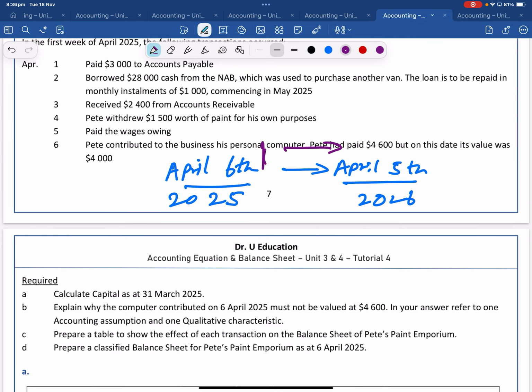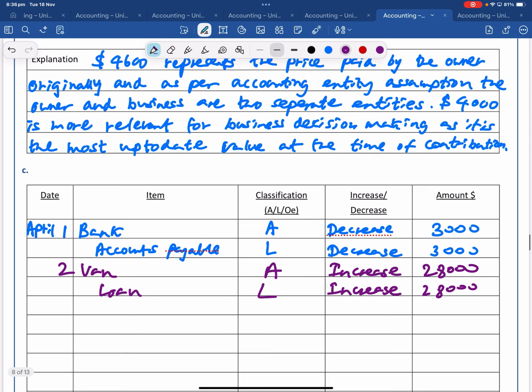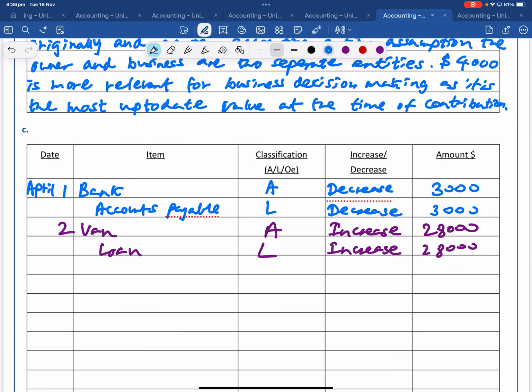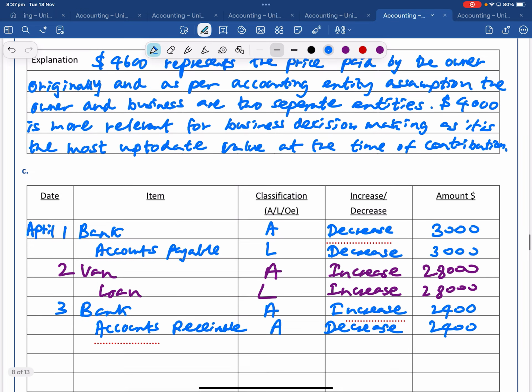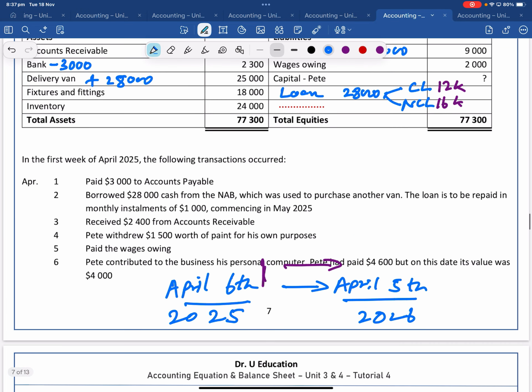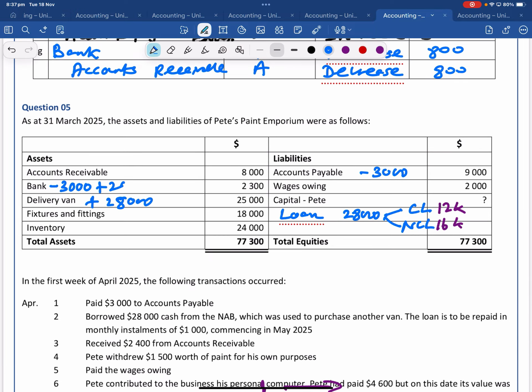Right, next one guys, received 2400 from accounts receivable. What happens? Accounts receivable decreases, cash bank increases. Bank increases. Accounts receivable asset decrease 2400. Okay, then what do we do in the balance sheet? I would add 2400 to bank, accounts receivable minus 2400.